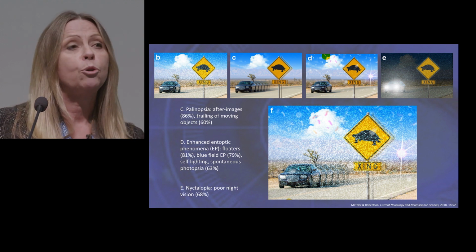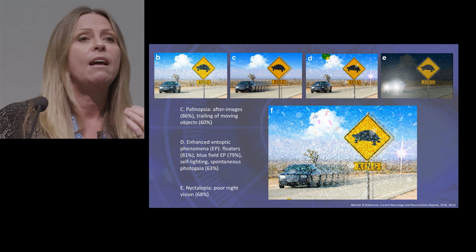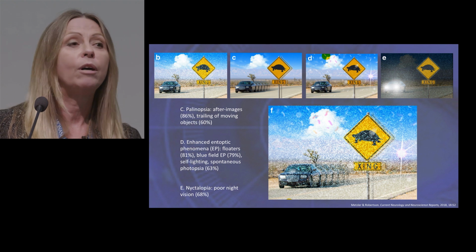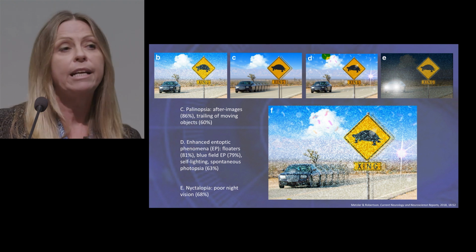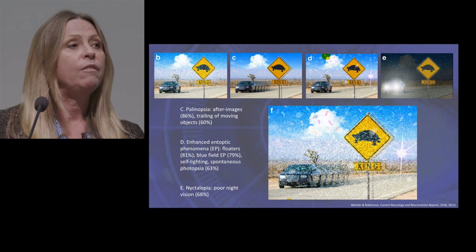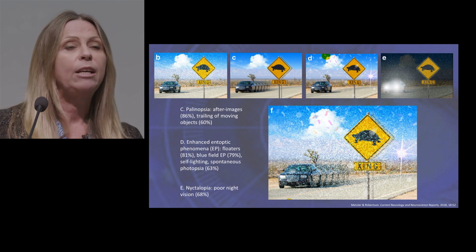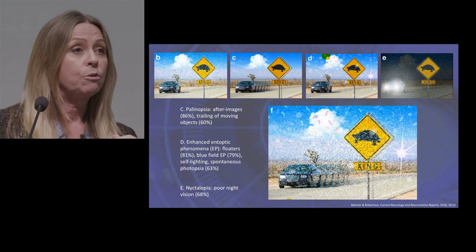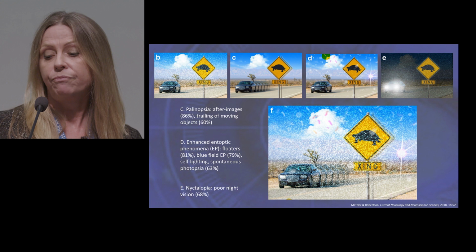Self-lighting, this is talking about when you close your eyes. You don't see nothing when you close your eyes. You can actually see swirls and clouds of colour quite frequently, as well as spontaneous photopsia, so flashes of light. So if you think about it, all of these phenomena you or I see, or at least recognise, and we've noticed it from time to time, but these people with visual snow see it all of the time.